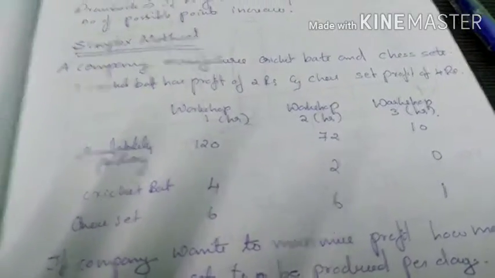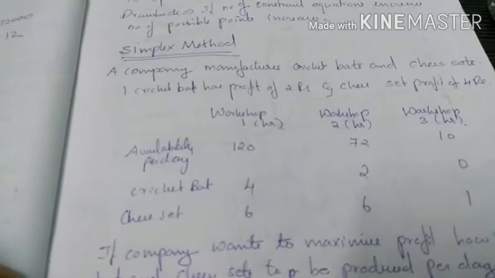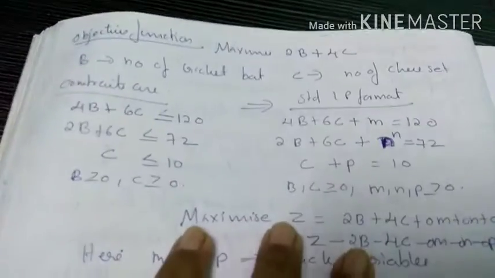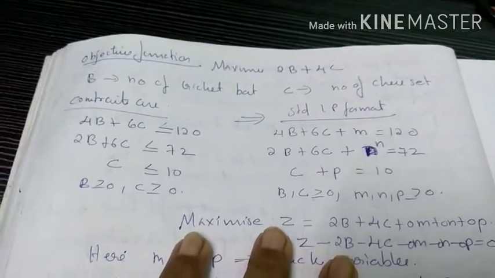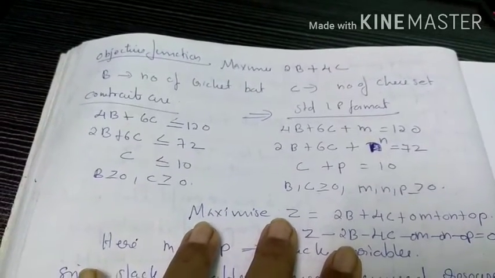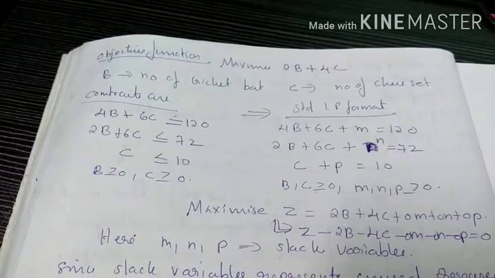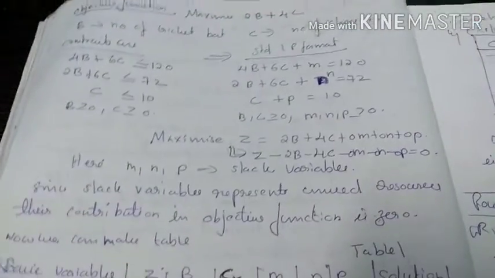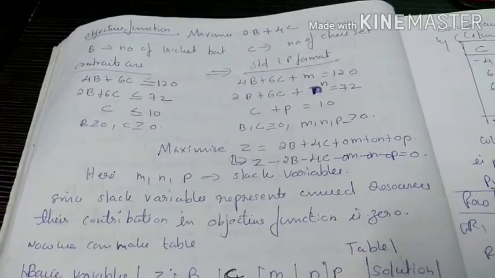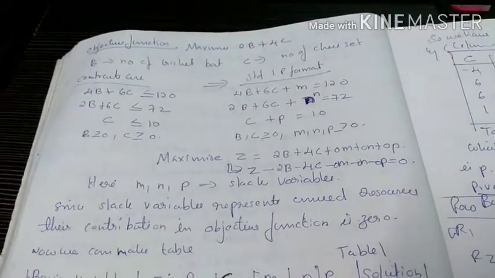So this is the problem. Here cricket bat is represented as B and chess set is represented as C. The objective function is maximize 2B plus 4C, where B is the number of cricket bats and C is the number of chess sets. Constraints are 4B plus 6C less than or equal to 120, 2B plus 6C less than or equal to 72, C less than or equal to 10, and B greater than or equal to 0, C greater than or equal to 0.